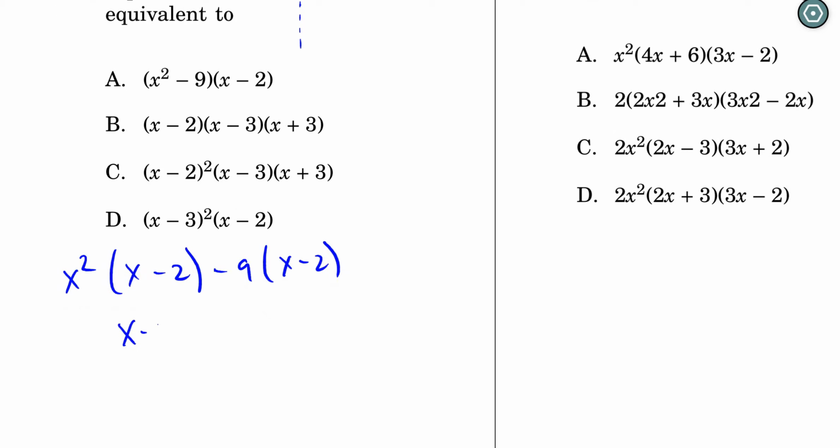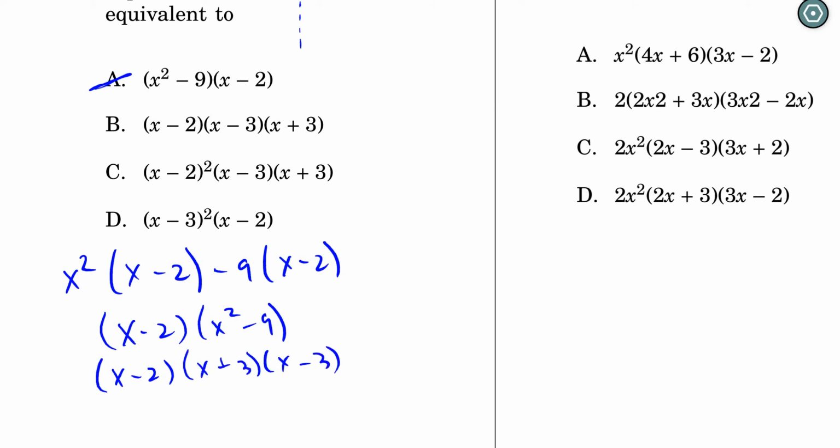Group us together: x minus 2, x squared minus 9. That's a choice, but not the answer, because I can still factor that. You notice these Regents questions always have those tricky choices, so we want to make sure that we're eliminating the incorrect choices. All right, so we have choice B as my answer.